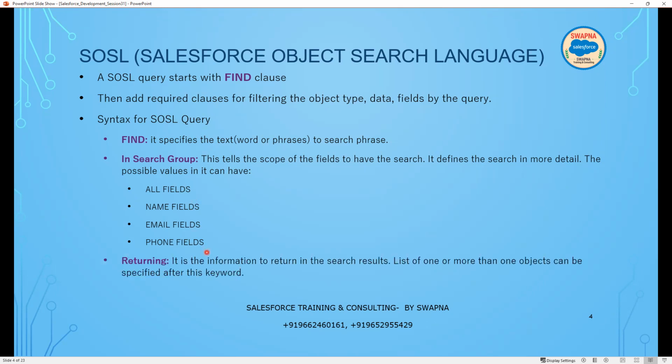Then we have returning. Returning is the information that a search returns. Which object do you want to return? You are specifying find, and you are giving the text, and in which group you want to search it, meaning which fields you want to search. After that, I need to return the object, so with returning, you have to specify the object.